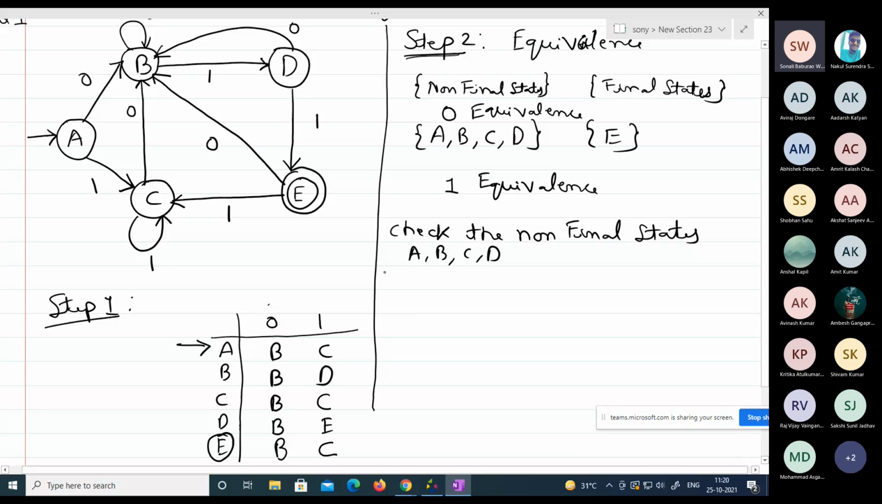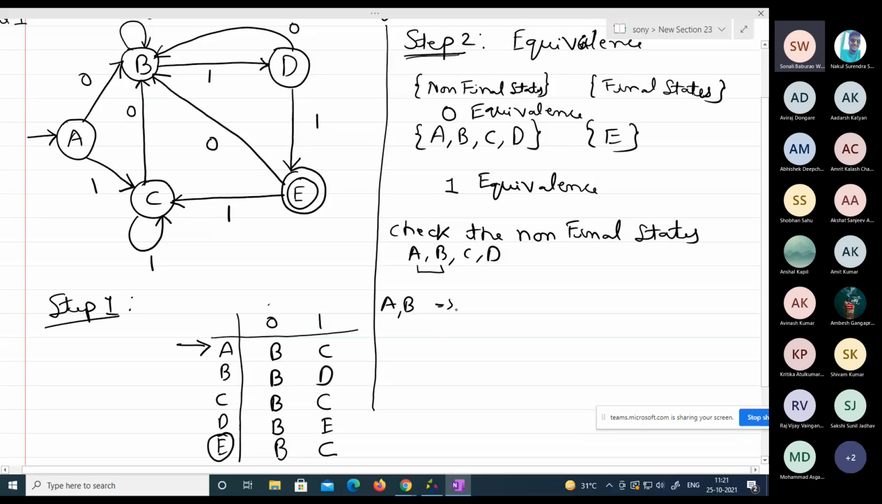Okay. Now you check these 2 states first. I will check A, B first. Now check these 2 states A and B, what values are they giving for 0 and 1? A on 0 gives B, right? And A on 1 gives C. Both A and B on 0 are giving B. Yes, both are giving B.